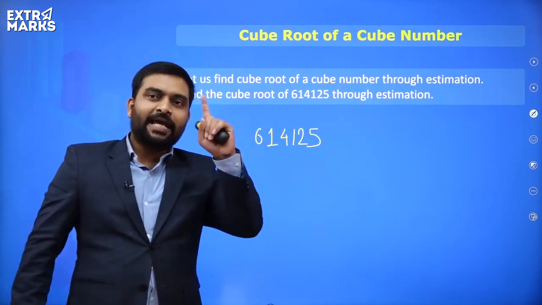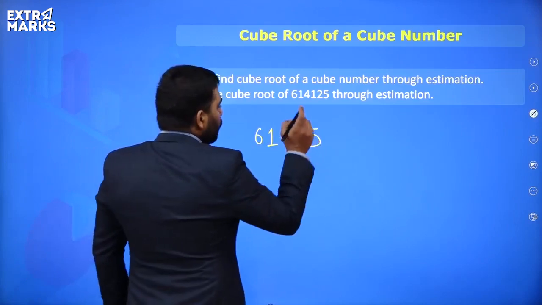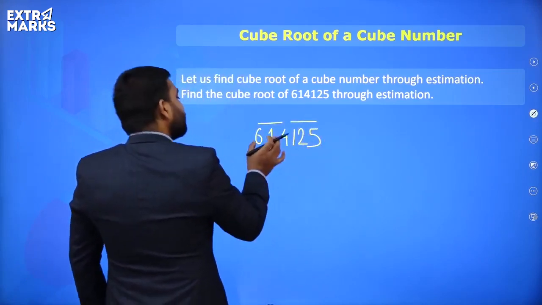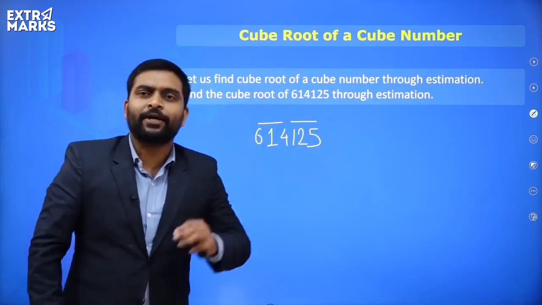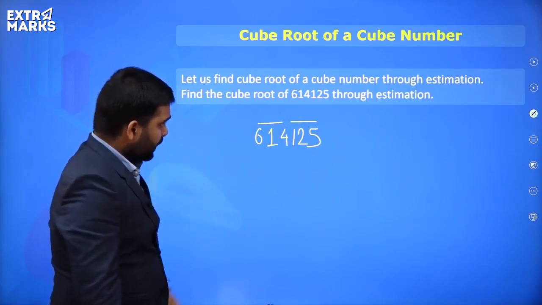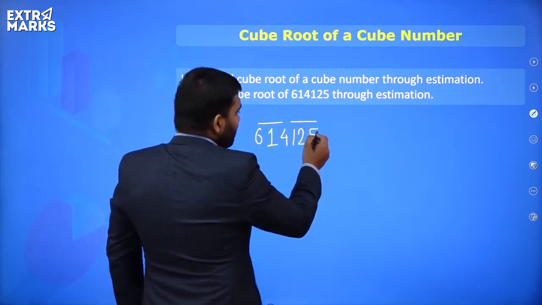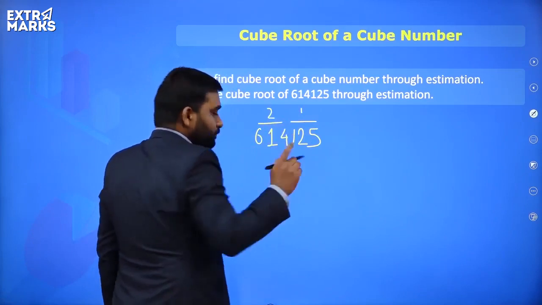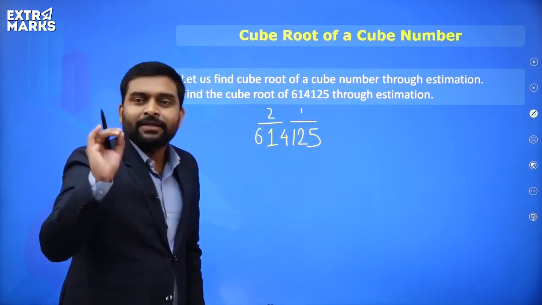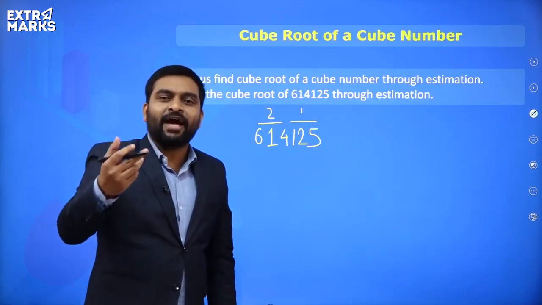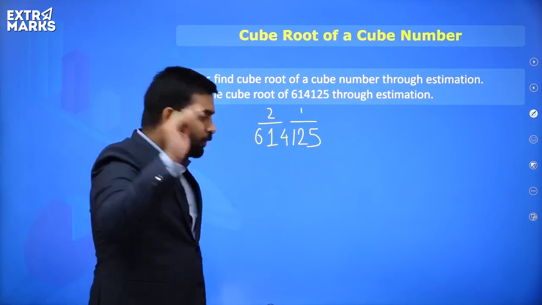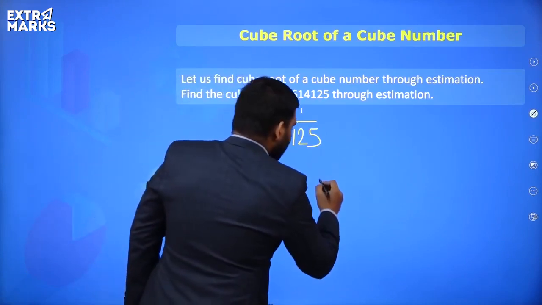So everyone, step number 1, start doing the pairing of 3 numbers. 3 digits from left, then 3 on this side. So you will do the pairing of 3 numbers. Now see the first and second. Everyone, now this number is ending with 5. That means when a number is ending with 5, obviously its cube root will also end with 5. Simple, I told you. So we'll get 5.